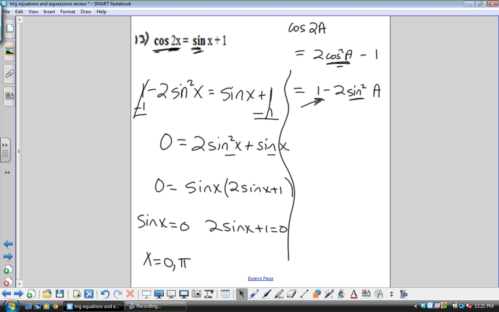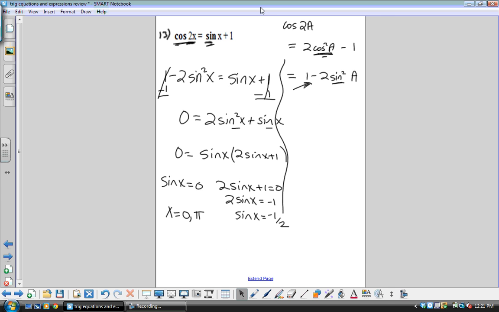Now let's solve this one. I'm going to subtract the 1, and then I'm going to divide by the 2. And so let's see, sine is negative 1/2 at 11 pi over 6 and 7 pi over 6.